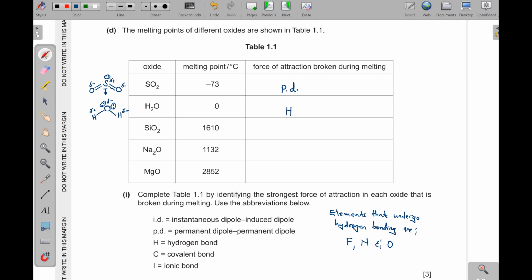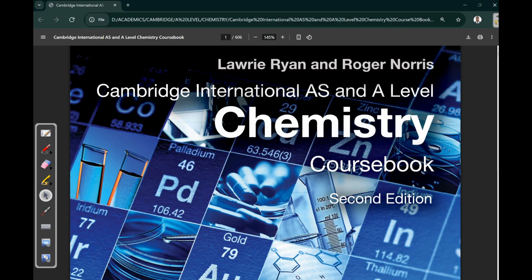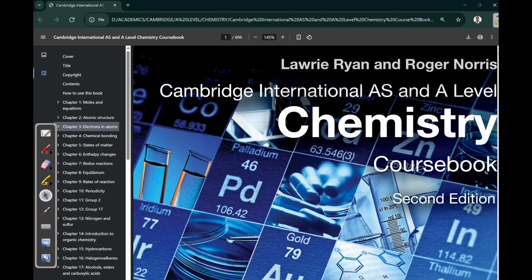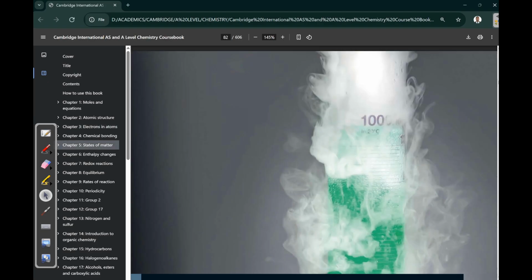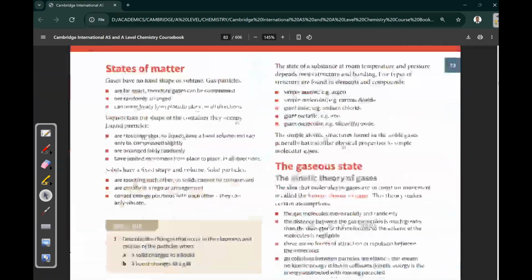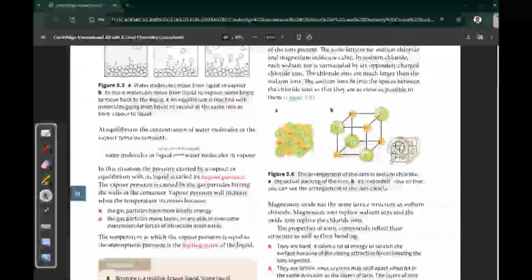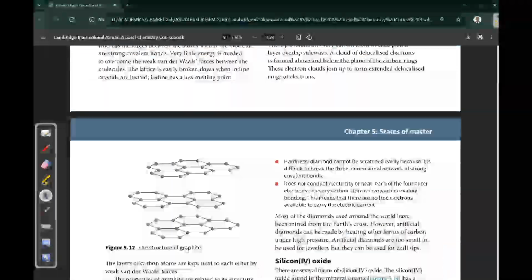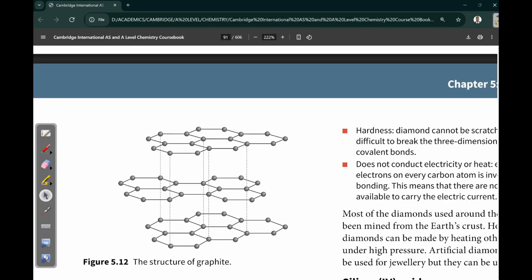Okay. Then next, we also have silicon 4 oxide. Its structure is like that of diamond. Let me show you what we have here. This is the book that I use, this old edition. If we check in chapter 5, states of matter, and look at the structures, there is a lot in here. When we talk about the intermolecular forces, you look at the one of graphite, there are those layers there.